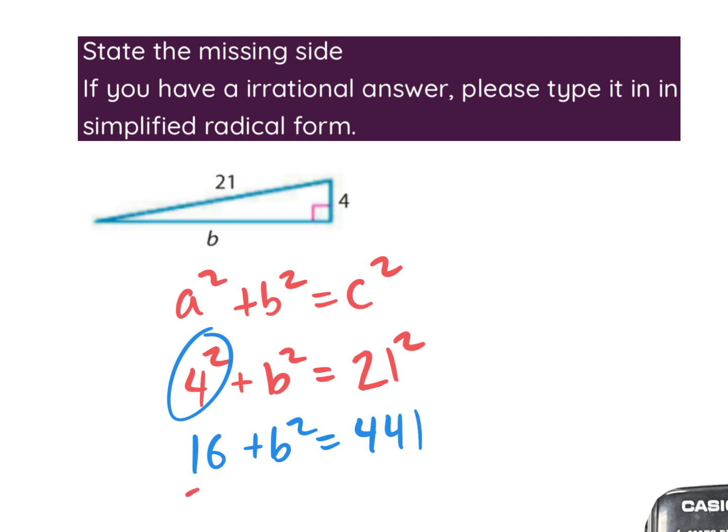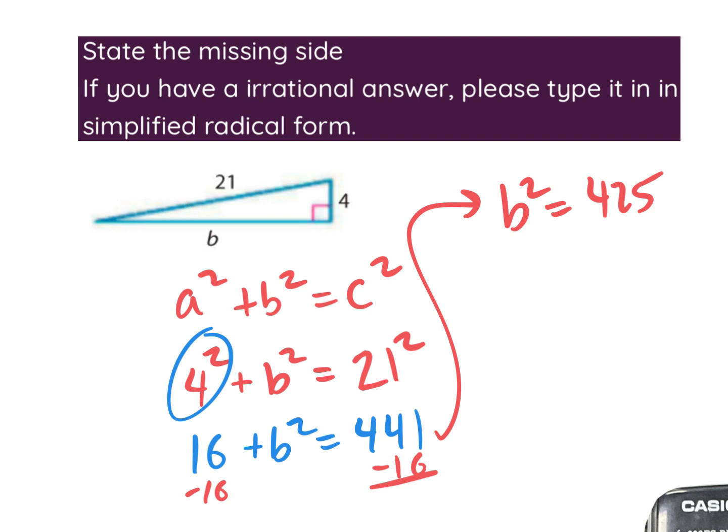And then solving it, you would subtract 16. And using the calculator is a little bit safer. So you have b squared equals, with the calculator, 425. Now, we need a square root to get rid of that square. And what you do to one side, you do to the other side. So you have b equals plus or minus, but we know that we're not going to have the minus because it's an actual measurement of a distance. So the square root of 425 is 5 square root of 17.